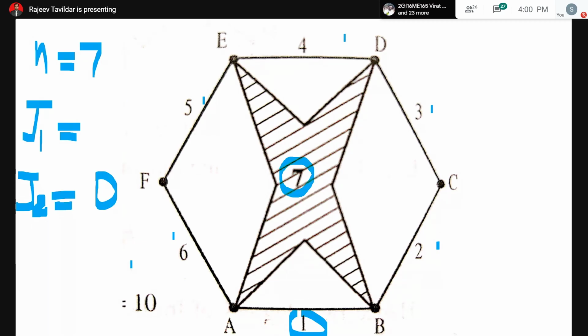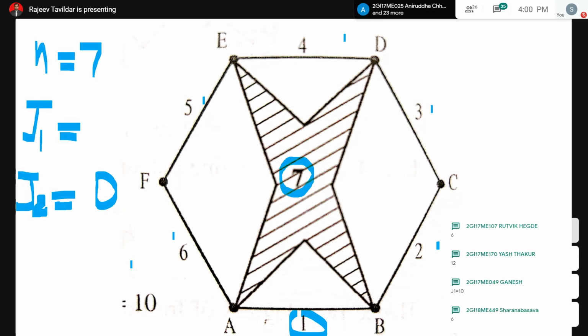I'm getting J1 as 14. 1-4. It's wrong. I got 6 as another answer. 10, 12. Okay.